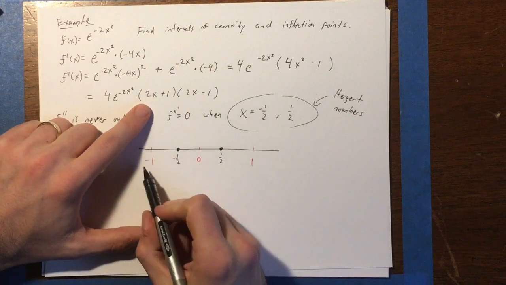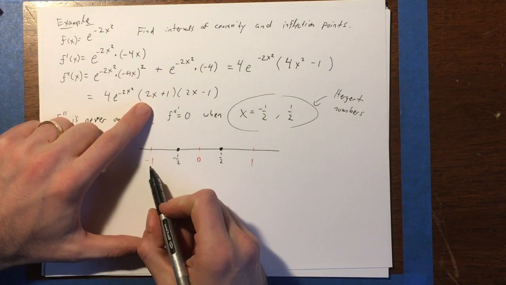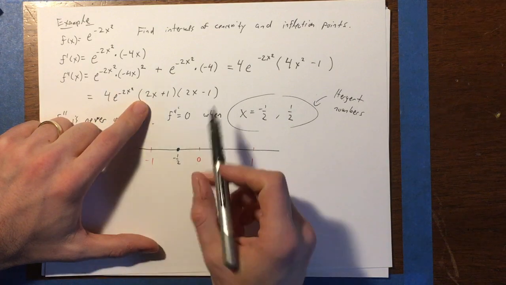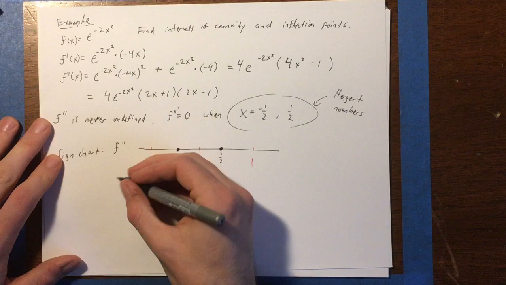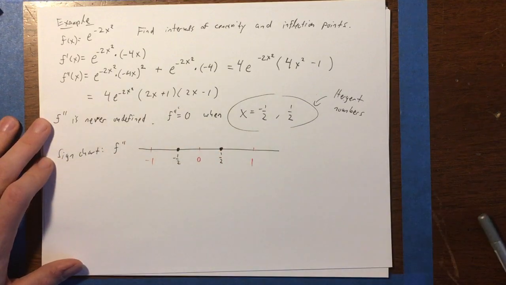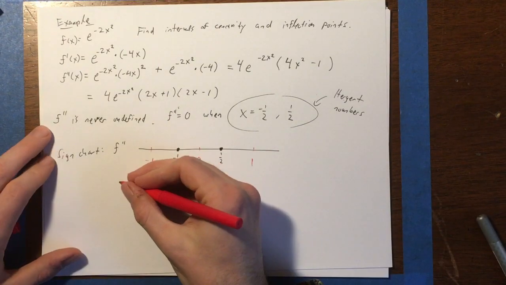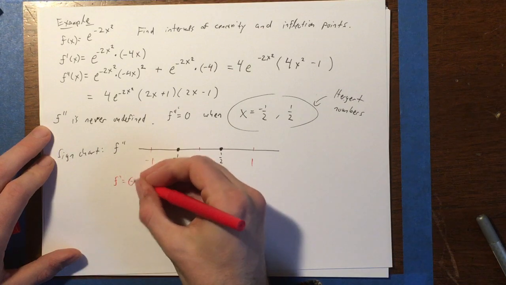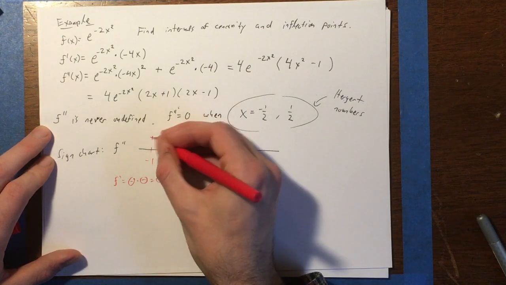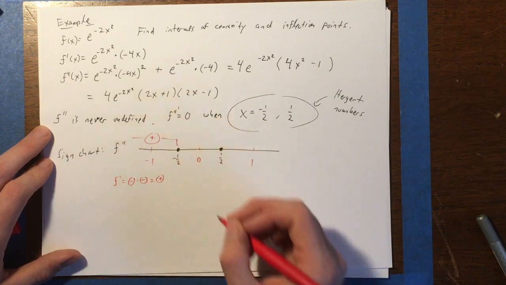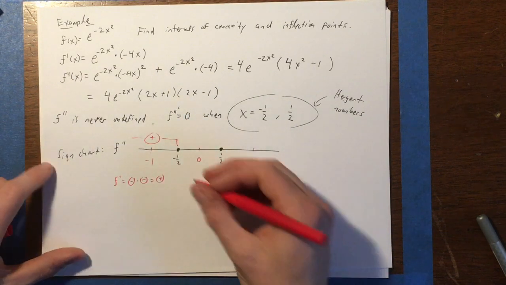When x is -1, we're going to have -2 plus 1. So this is going to be negative. And then 2 times -1 will be -2 minus 1, which will also be negative. So for -1, f double prime is going to be negative times negative, which is positive, actually. So that's positive second derivative on that entire interval.